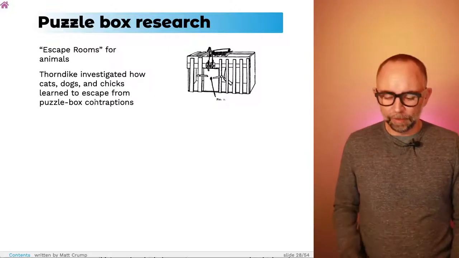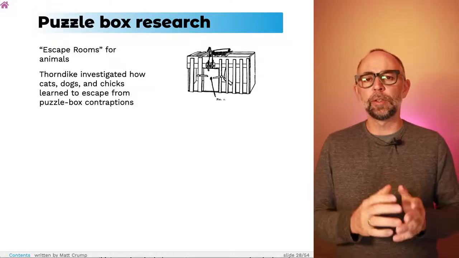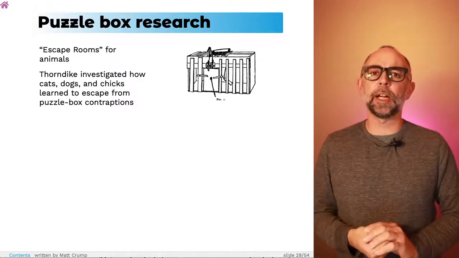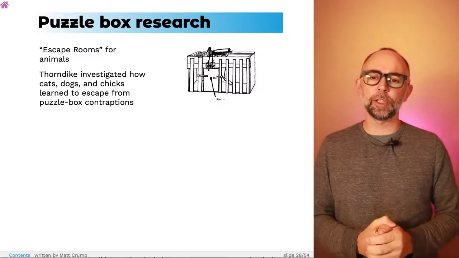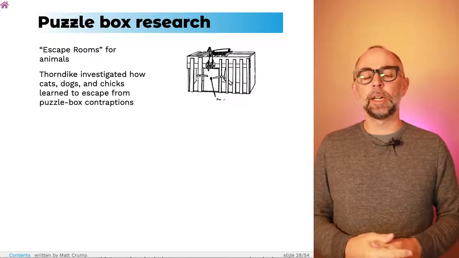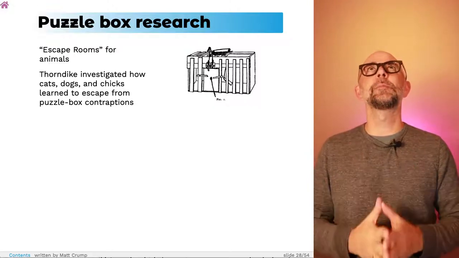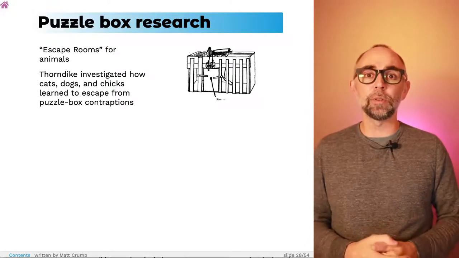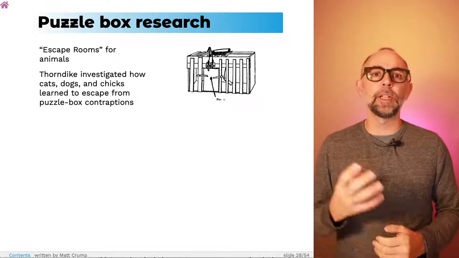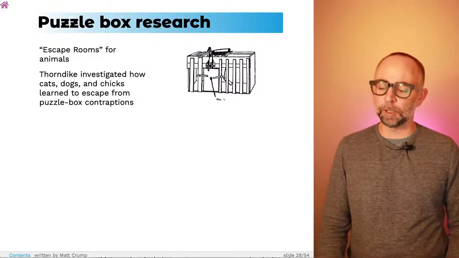What's more important, though, is how Thorndike attempted to connect questions about how associations work, questions about what's going on with animal cognition, to his measurements in the laboratory. And what he was attempting to do was create well-controlled laboratory situations so that he could draw inferences about associative processes from his puzzle box experiments.